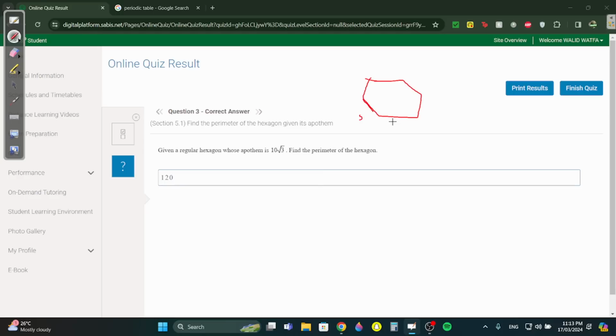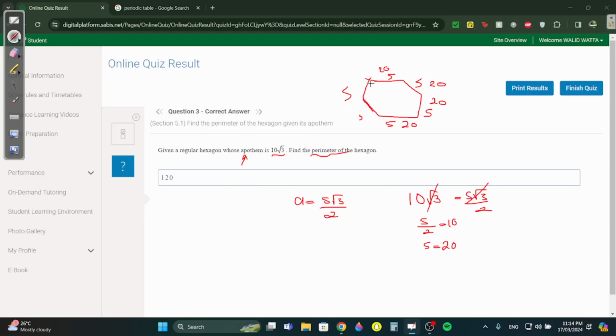They want the perimeter. Perimeter means you add side, side, side, side, side, side. So we need the side first if we want to find the perimeter of the hexagon. How do we find the side if we have the apothem? We said the apothem is equal to the side radical 3 over 2. The apothem is 10 radical 3. 10 radical 3 equals s radical 3 over 2. Let's cancel radical 3 with radical 3. You'll get s over 2 equals 10. So s equals 20. Can we find the perimeter? Since we know the side is 20, it's 6 times 20, because a hexagon has 6 sides. You get 120.